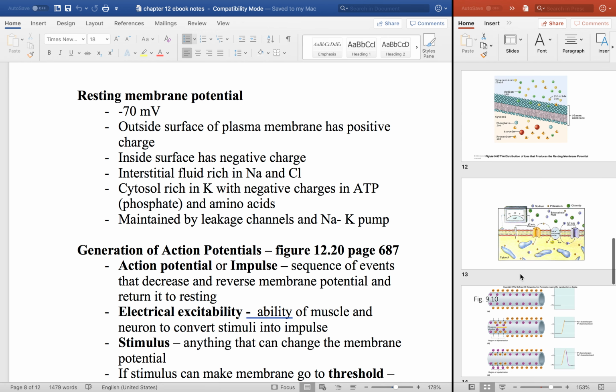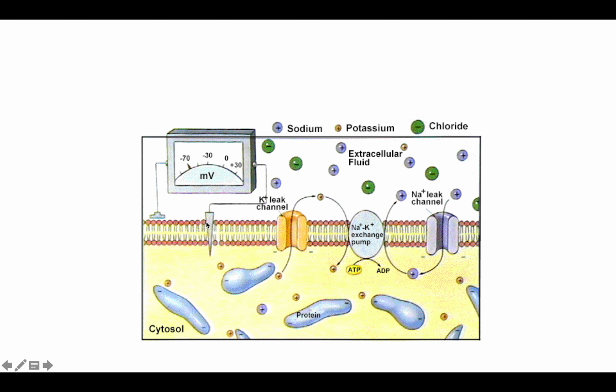Let's look at a picture right here. You can see that here's the voltmeter. This is millivolts. This is the voltage on the outside of the cell. This is the extracellular fluid. And this is the voltage being measured on the inside of this cell. And the difference is negative 70.